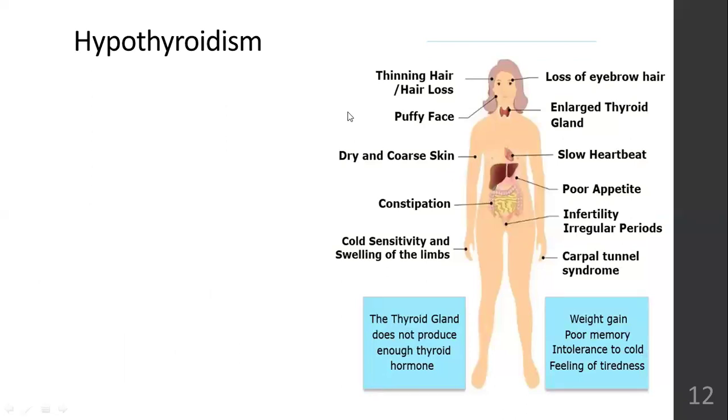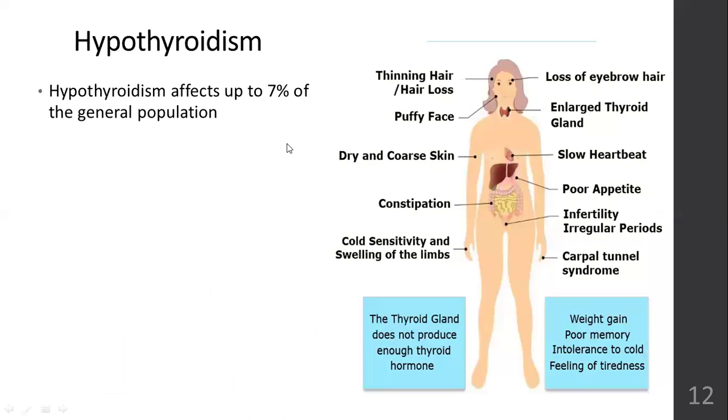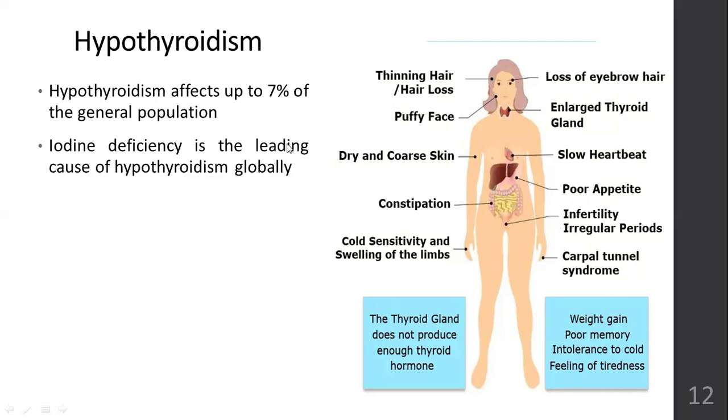Hypothyroidism, as we have discussed earlier, affects up to 7% of the general population. Globally, people who suffer from hypothyroidism are more in number as compared to hyperthyroidism, especially women. Women are more affected than men. Iodine deficiency is one of the leading causes of hypothyroidism globally. People who live near mountainous or hilly areas are at a significantly higher risk of developing iodine deficiency.